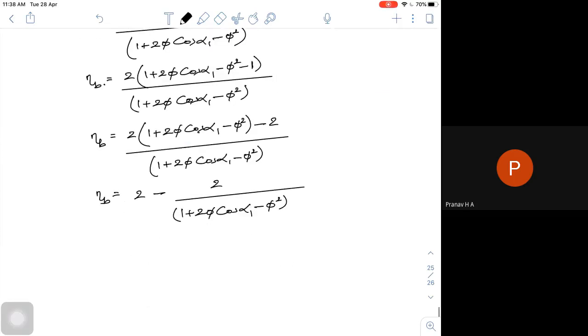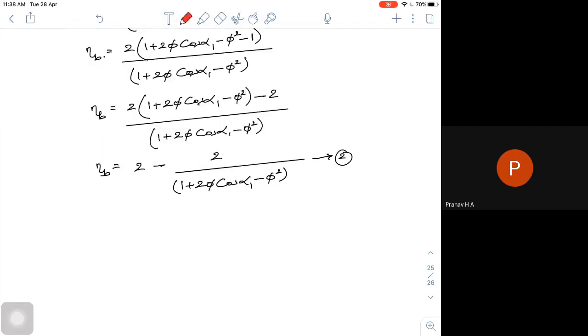This is the expression for blade efficiency. Now, for a given alpha 1, if alpha 1 is kept constant, then what will happen? Your blade efficiency is varying with respect to phi.